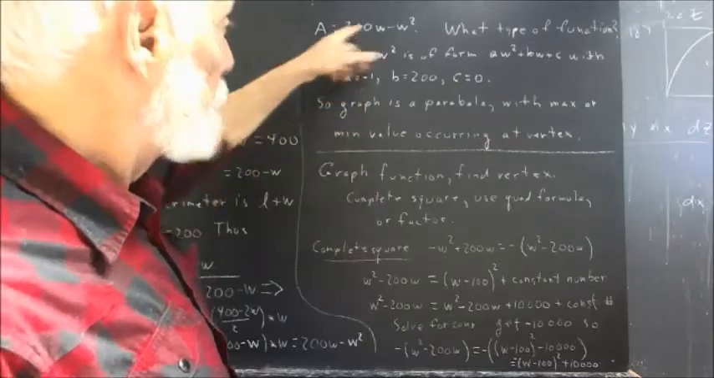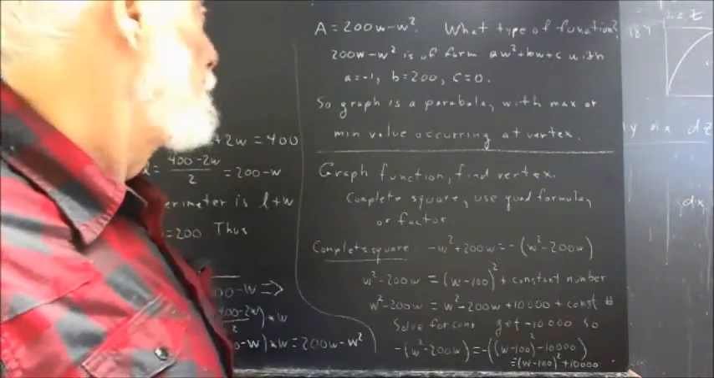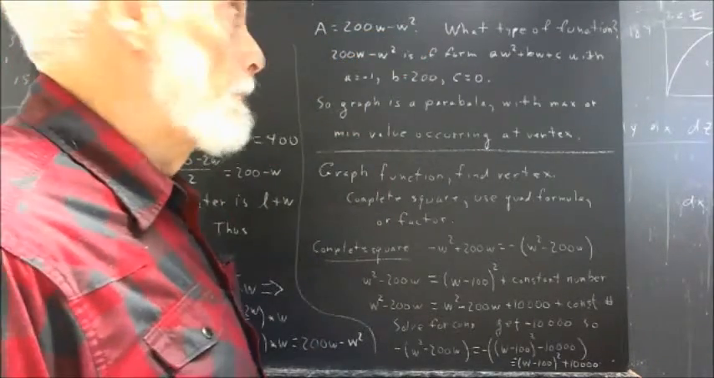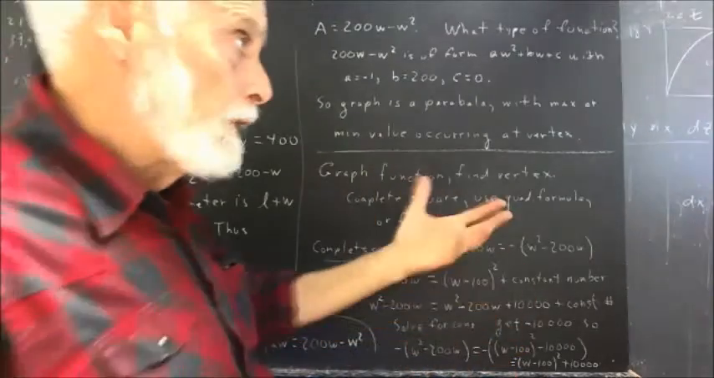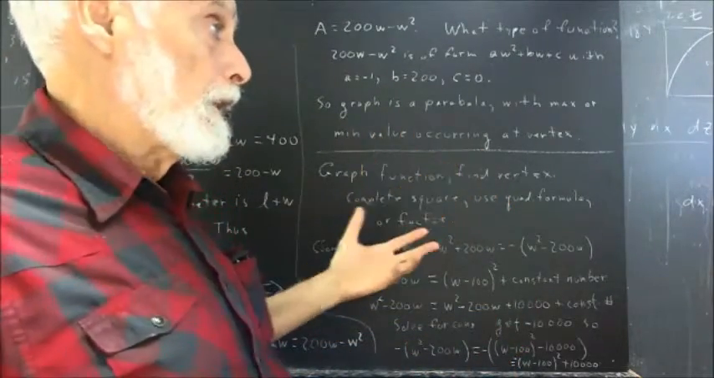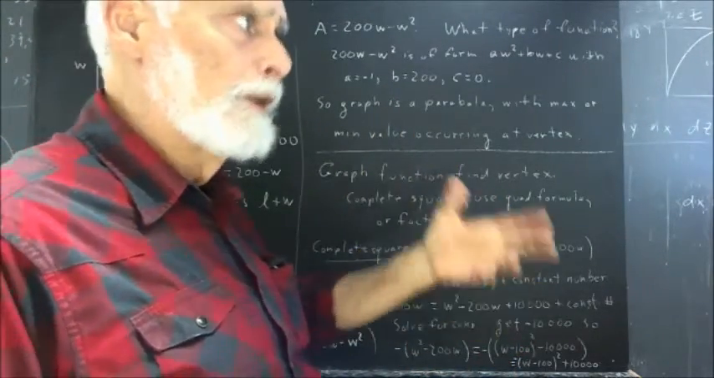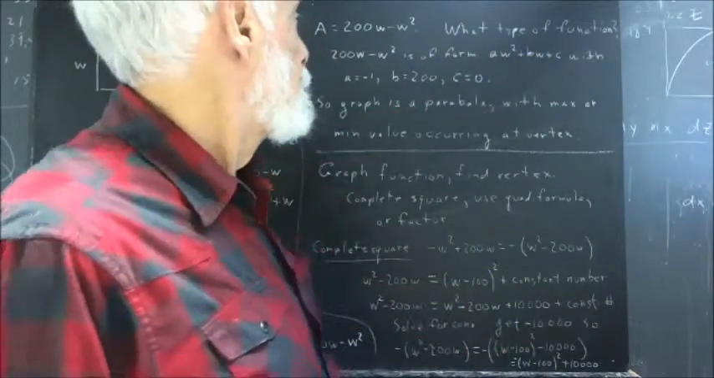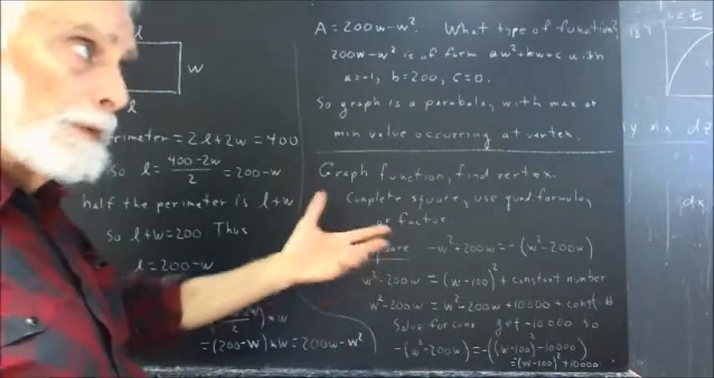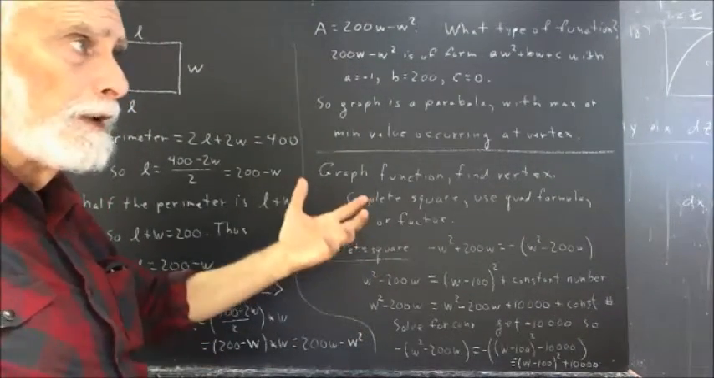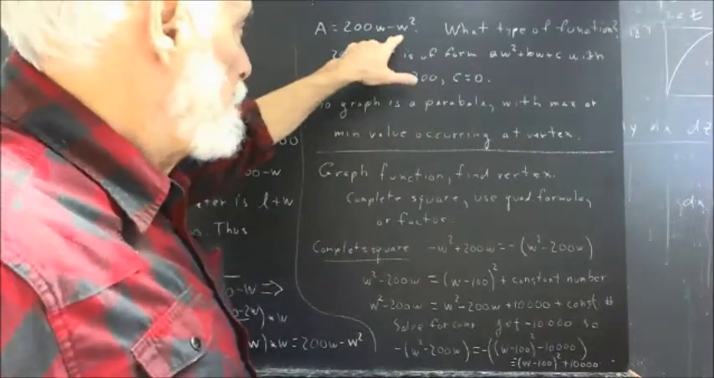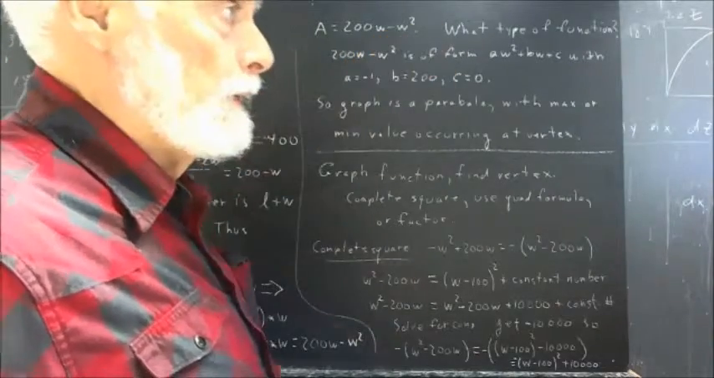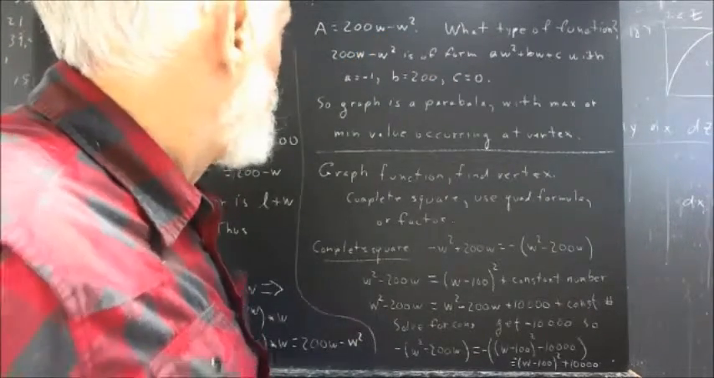Now, we want to find the maximum of this area function. In order to do that, we need to identify what kind of function we have so we know what kind of method we're going to use. What type of function is this? Well, people were pretty good about this, but somebody said linear. Well, no, it's not linear. A linear function would not have a W squared in it, would it? Okay, so what is it?